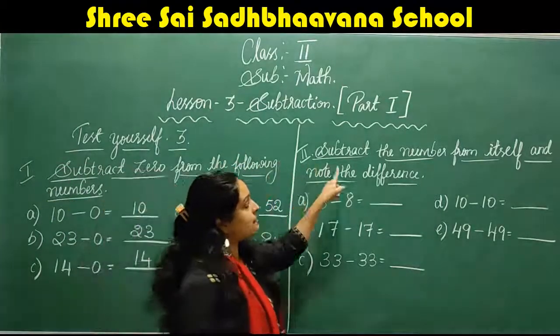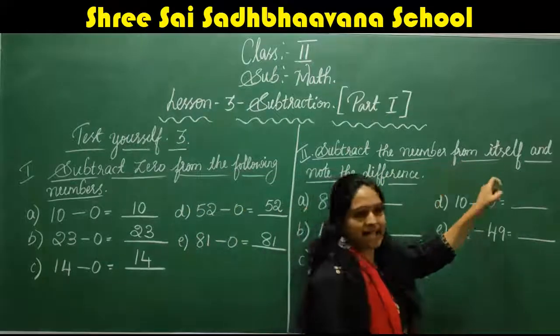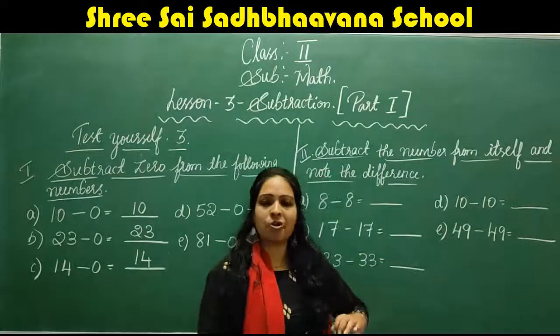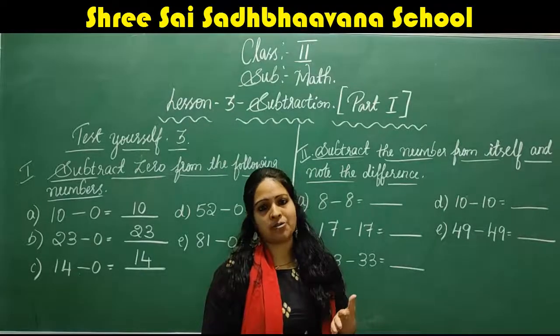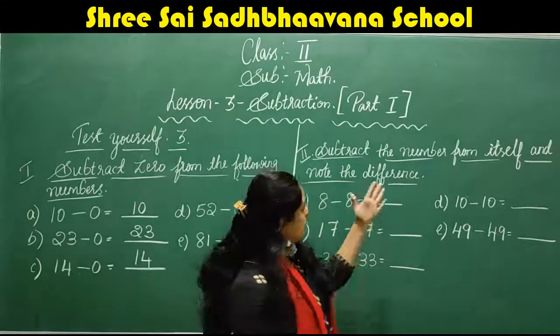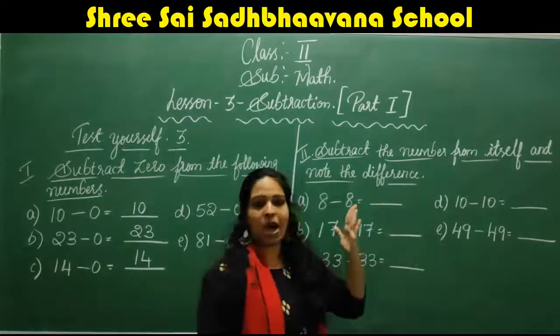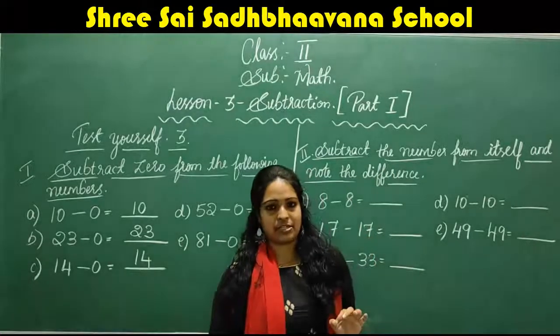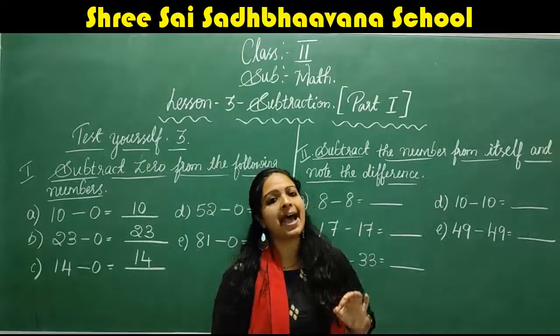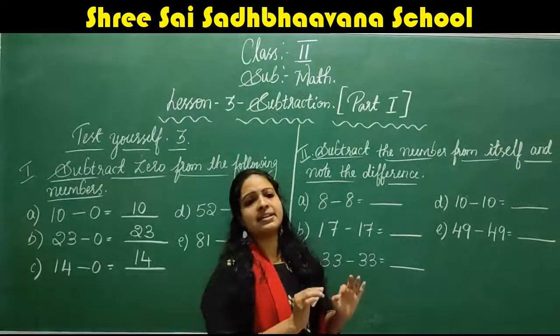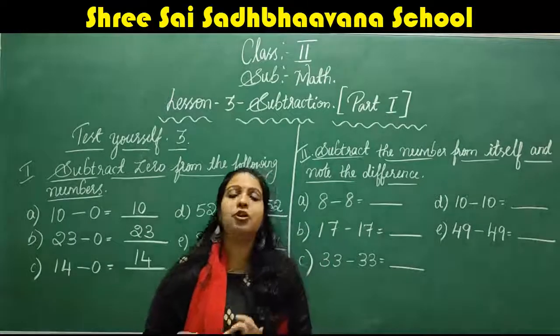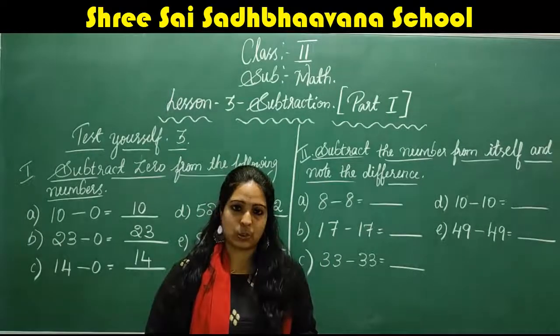Now let us move on to the second main. What is this here? Subtract the number from itself. So what do you have to do here? You have to subtract the number from itself. The same number you have to subtract, and note the difference. Difference means what? Nothing but the answer. Let me tell you one thing. When you are subtracting the number from itself, you will get the answer as 0.